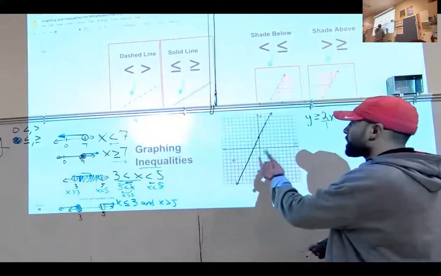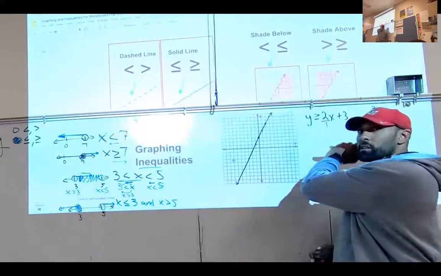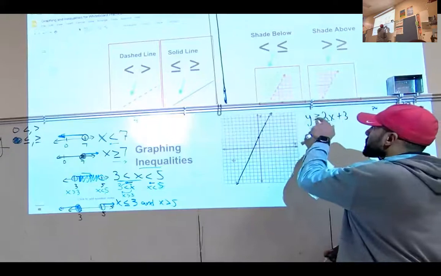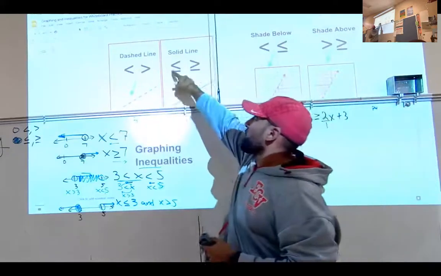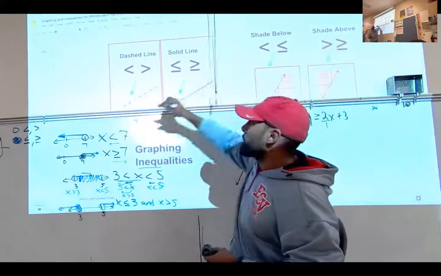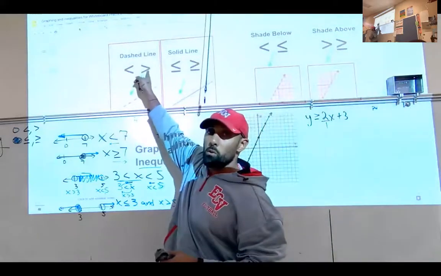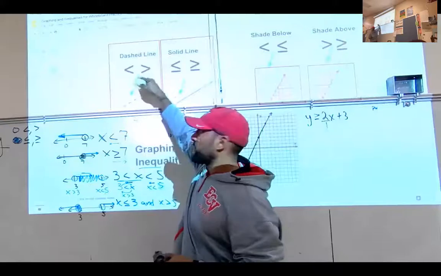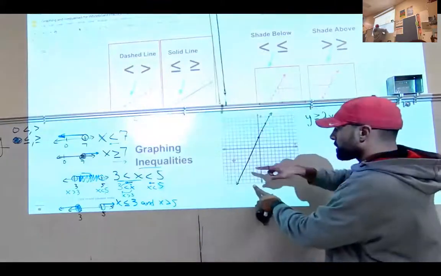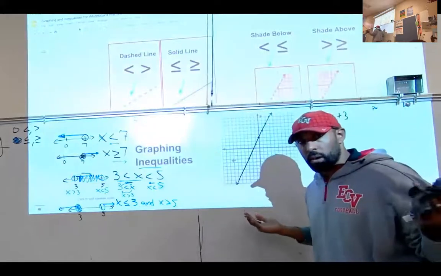All right, so now let's start with what type of line. It's greater than or equal. If you have an equal sign, your line will be solid. If you have a less than or just greater than with no equal sign, it will be dashed, okay? So here, this is solid, so I can just leave it the way it is.